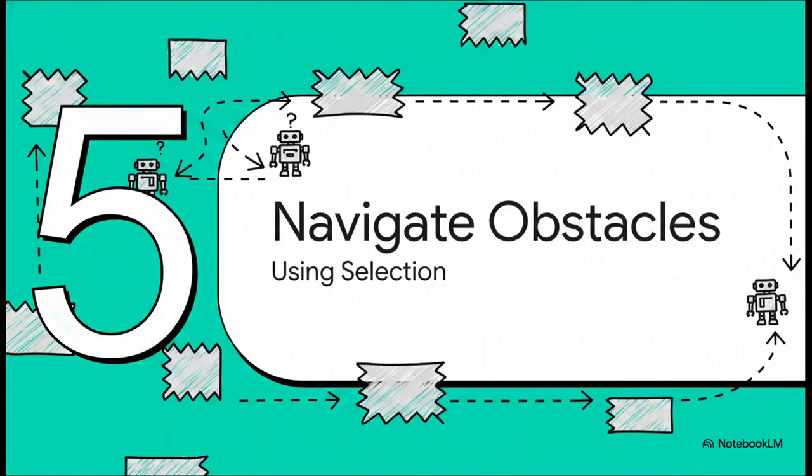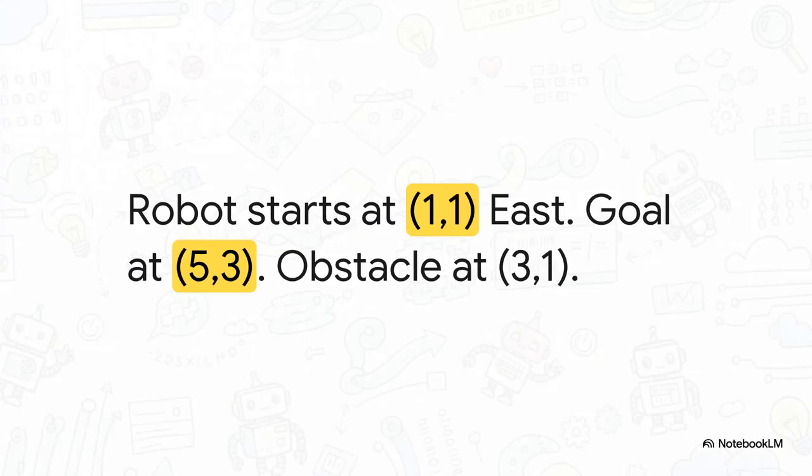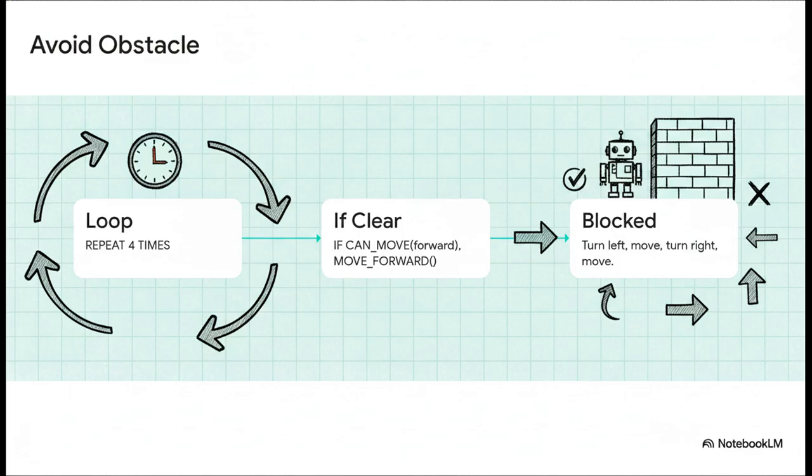Section 5. Navigating around obstacles, using can move and selection. All right, let's raise the stakes with a new setup. The robot starts again at 1-1 facing east. Our target goal is located at 5-3, but this time we've got a solid obstacle blocking the path right at cell 3-1. Let's see how this translates into our code.